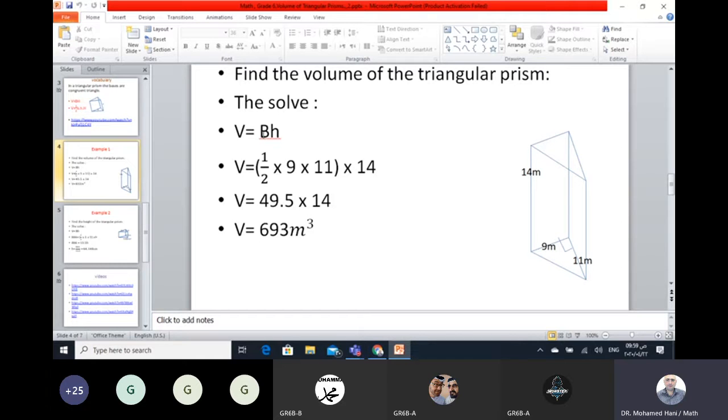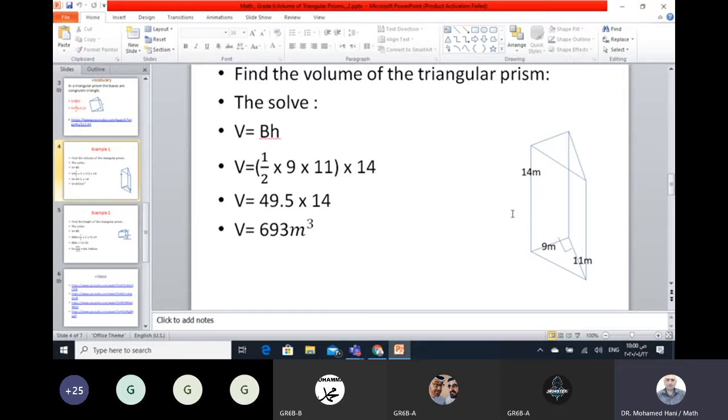As you know, the area of a triangle equals 1/2 multiplied by the base of the triangle multiplied by the height of the triangle. This is the base of the triangle, 9, and this is the height of the triangle, 11. And what is the height of the prism? What is the height of the triangular prism? This is the height. It will be 14.